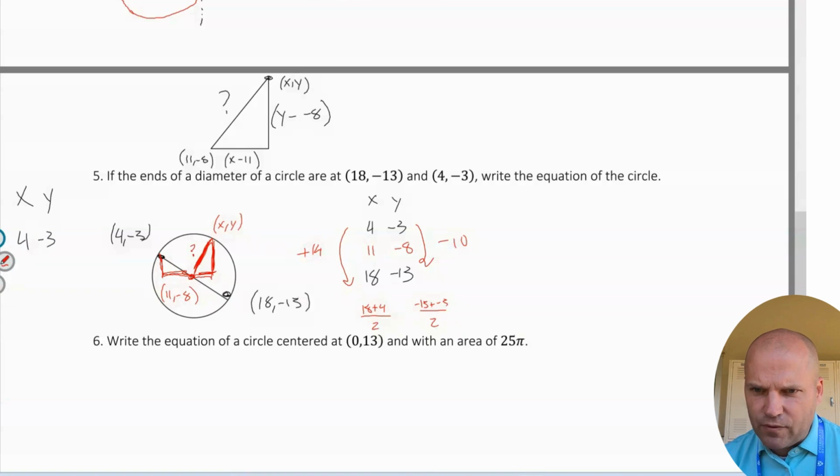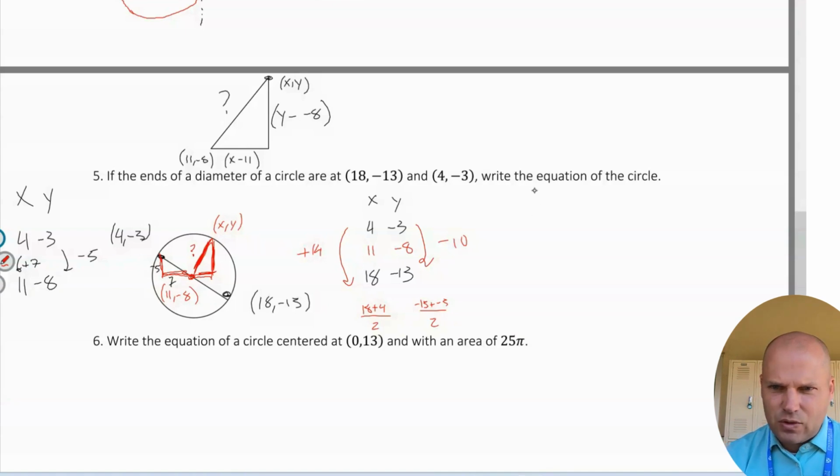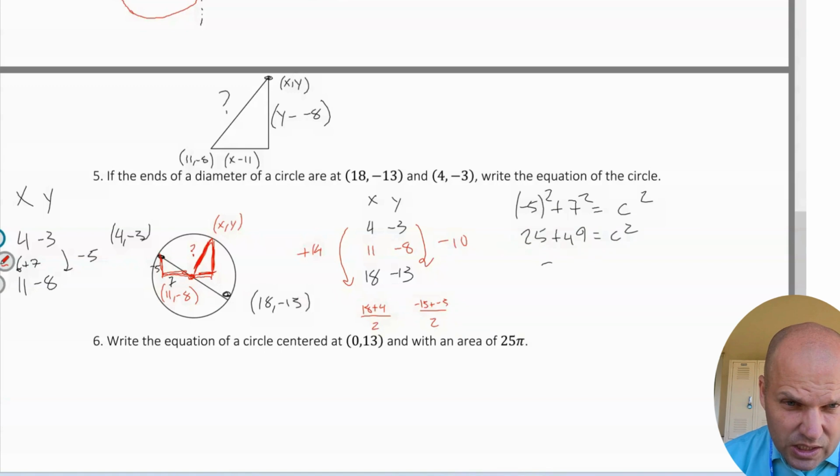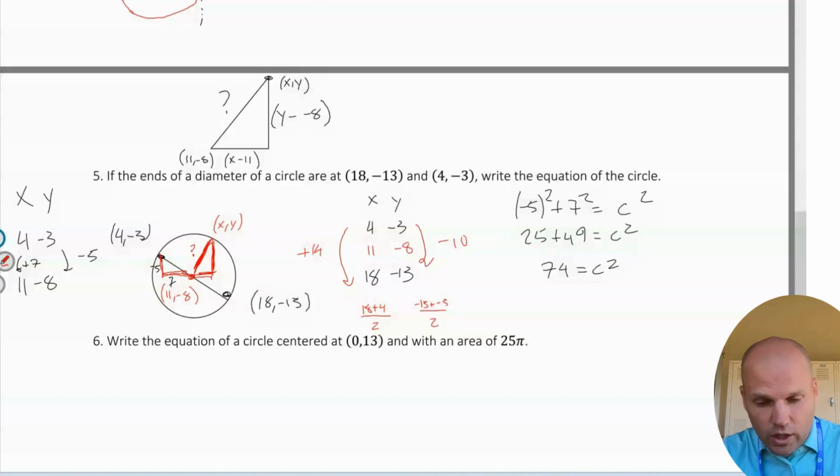If I go from 4, negative 3 to 11, negative 8, I have a Y distance of subtracting 5. I have an X distance of adding 7. So I know that this is minus 5. This is plus 7. I can do A squared plus B squared equals C squared. 25 plus 49 equals C squared. This is 74.